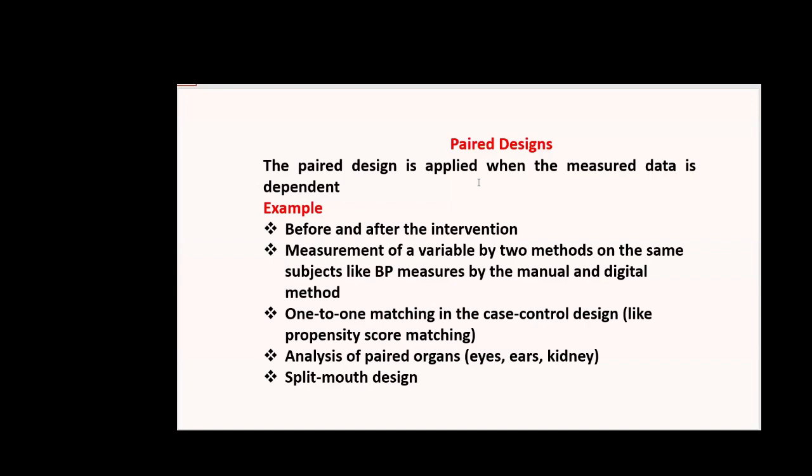Another method of pair design is, suppose you are measuring the variable by two methods, manual and digital. You want to compare whether there is a significant difference or not. Another method for the pair design is one-to-one matching. One-to-one matching means case control. You all know about that. Case control study is an observational study with bias due to confounders. So if there are known confounders, you match that known confounder by one-to-one matching, or you can make a model for the propensity score.